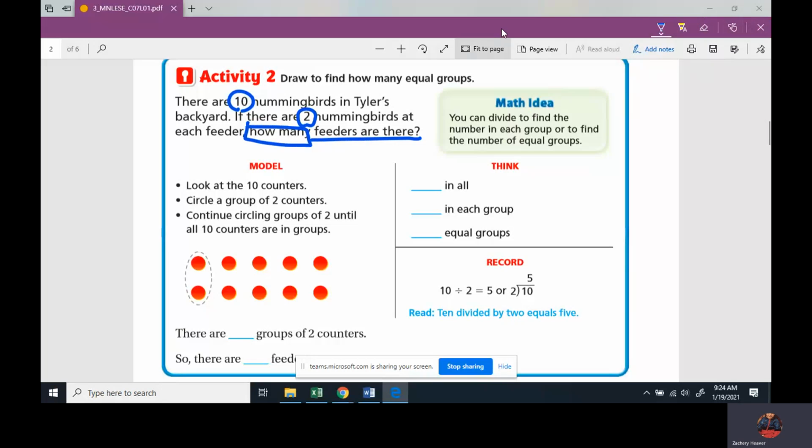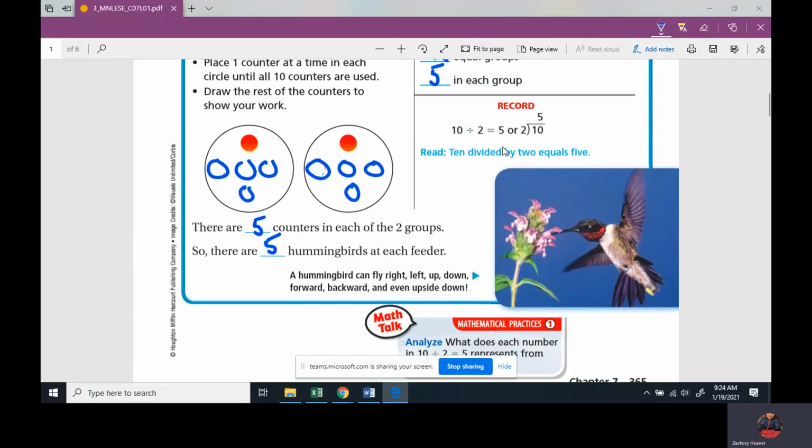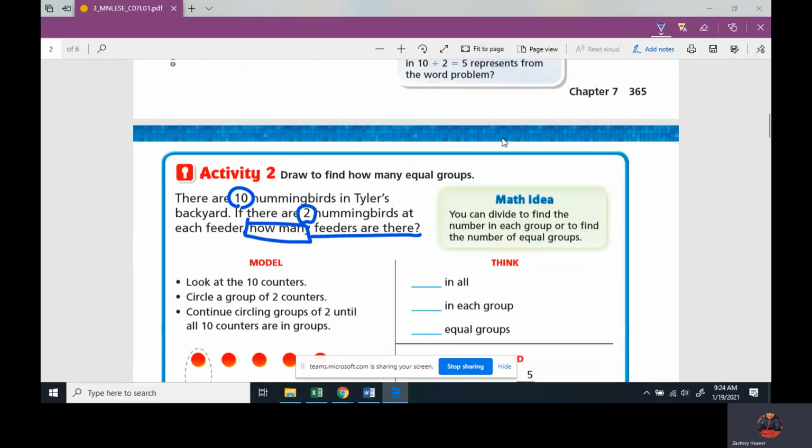Turn the page. No, I already answered it. 5 and 5. Pay attention.